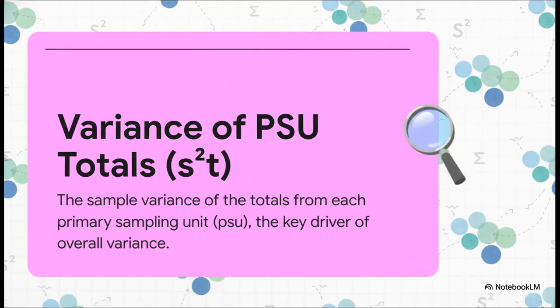And this term right here, this S squared T, this is the whole ballgame. It is literally just the sample variance of the totals you got from your clusters. This one number is the engine that drives all the uncertainty in our estimates. The precision of our entire survey really just boils down to one question. How different are the totals from one cluster to the next?